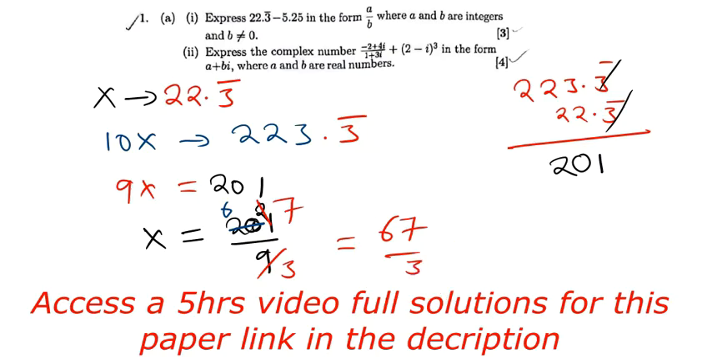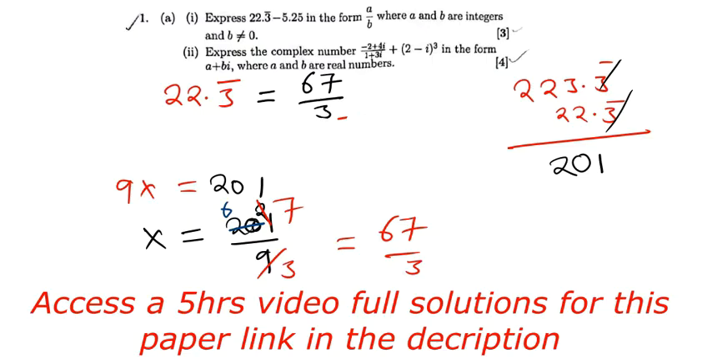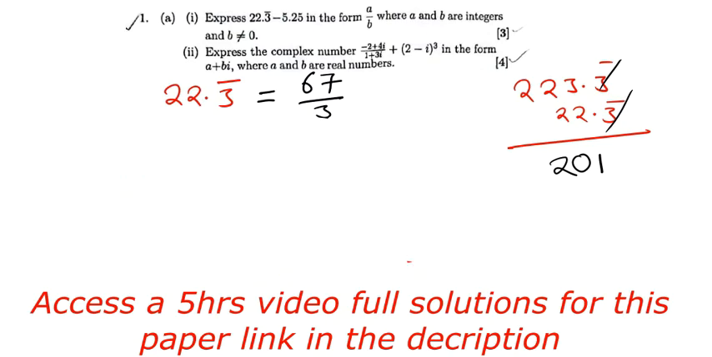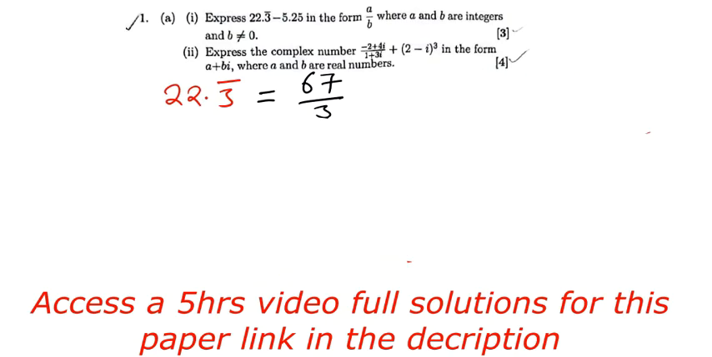Okay, so we've converted our 22.3 recurring to the form a over b, 67 over 3. So if you have a calculator, actually you can try that. Punch 67 over 3. If you convert it to a decimal, it's going to give you 22 point recurring 3's. Okay, so there we have that. So we can now have 67 over 3 minus 5.25.